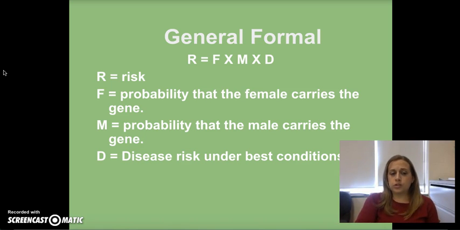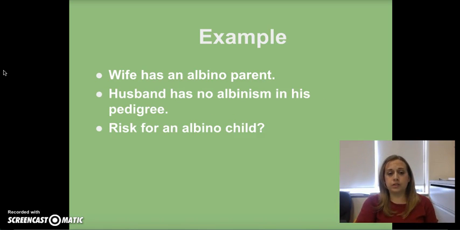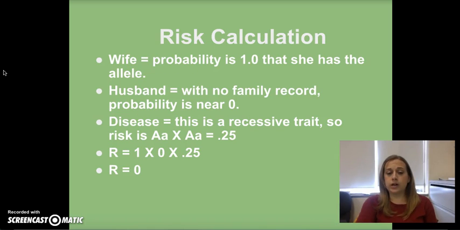So essentially you're calculating the risk, which is R, and you're going to look at the probability that the female carries the gene times the probability that the male carries the gene, and then the risk of the disease under best conditions. So if you have a wife with an albino parent, a husband with no albinism in his pedigree, then what is the risk for having an albino child?